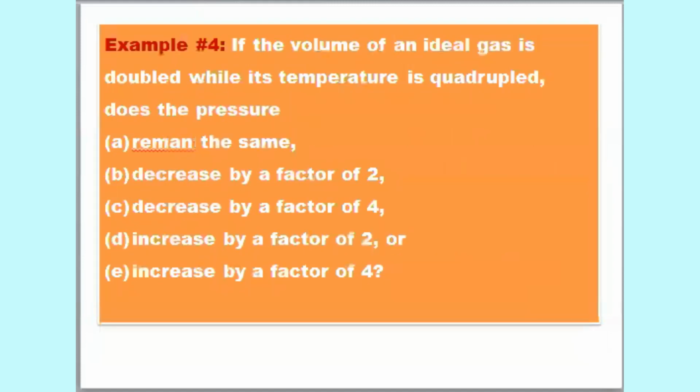Example number 4: if the volume of an ideal gas is doubled while its temperature is quadrupled, does the pressure A remain the same, B decrease by a factor of 2, C decrease by a factor of 4, D increase by a factor of 2, or E increase by a factor of 4?